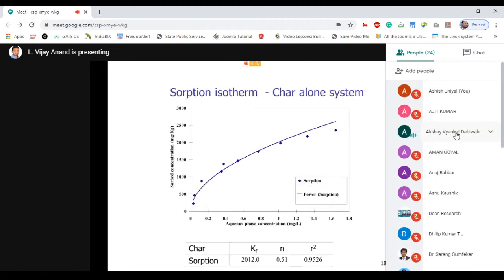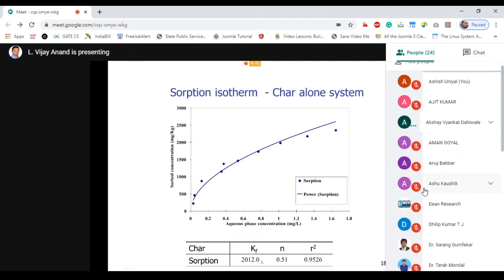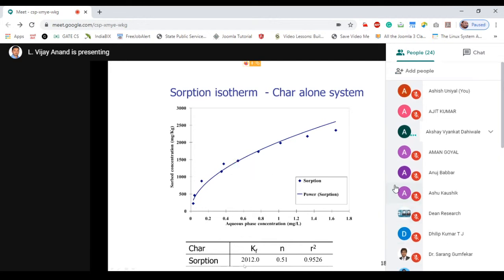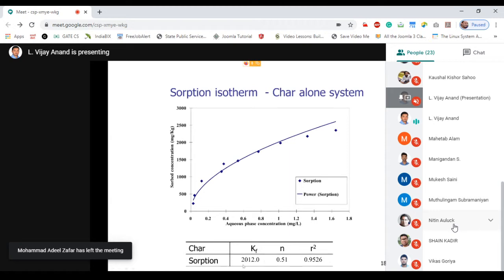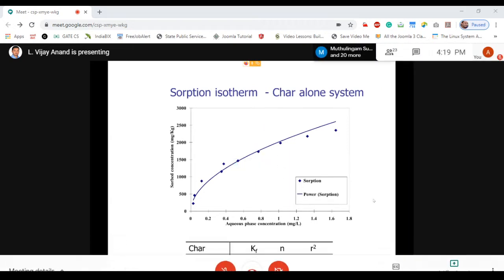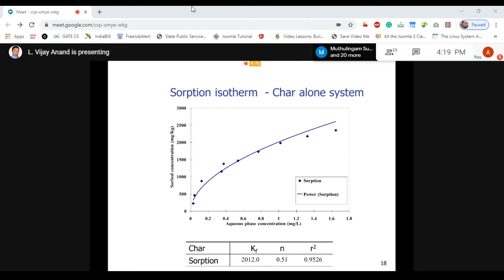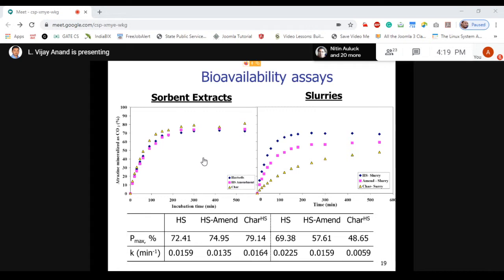With just the char alone and using atrazine for adsorption, you have about three orders of magnitude higher adsorption than what is happening in soil, right? And then you have a Freundlich constant of around 2000, which indicates the char alone has a huge potential for adsorbing this pesticide. Okay, so moving on to the bioavailability studies.